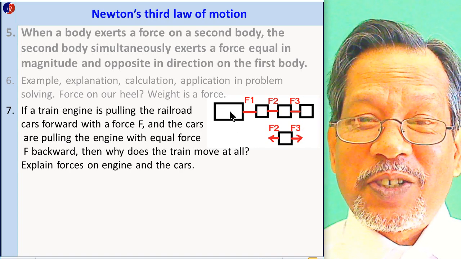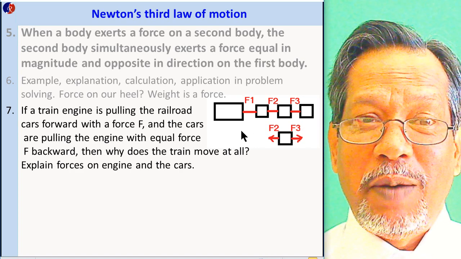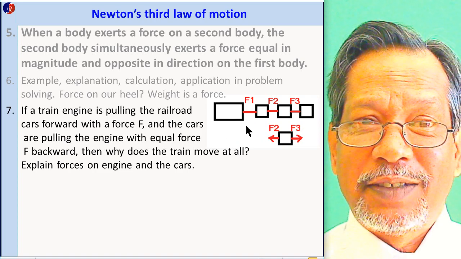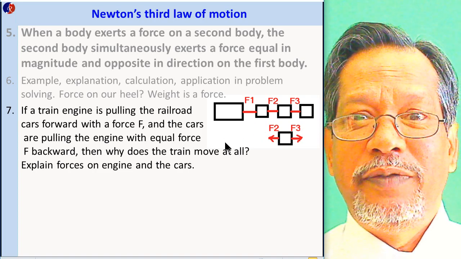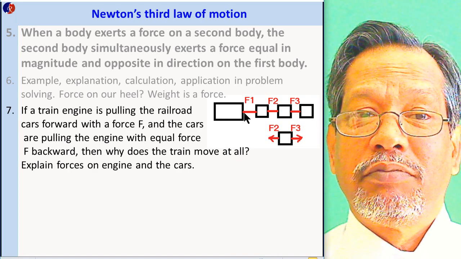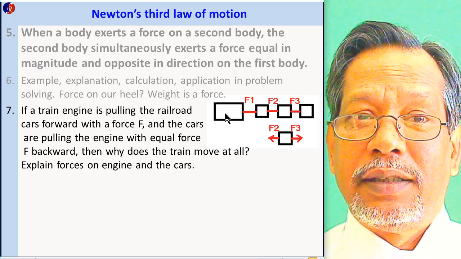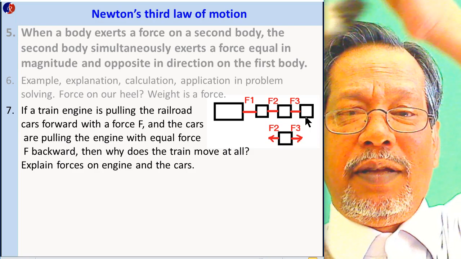On the engine, there's some external force that's being applied from the rail tracks on the wheels, just the way cars move. Okay, that force is much larger than this force on the engine pulling back.